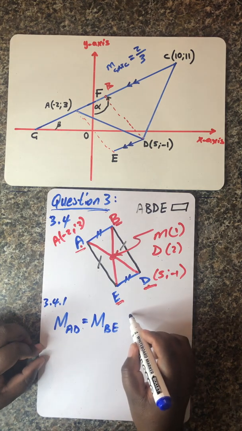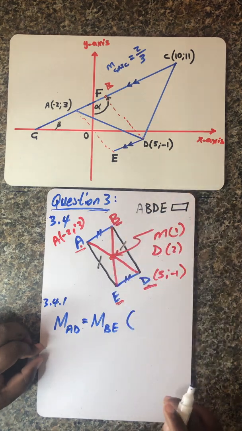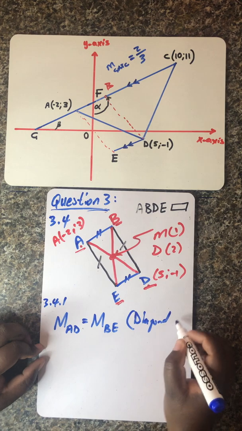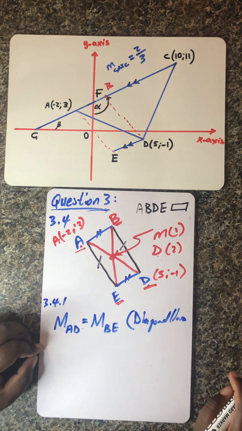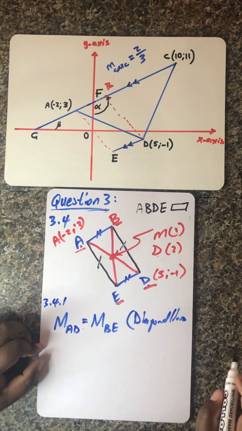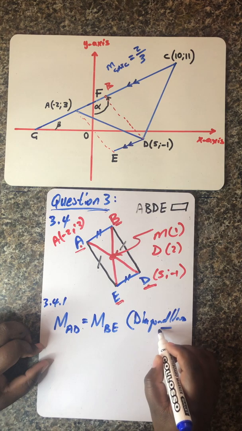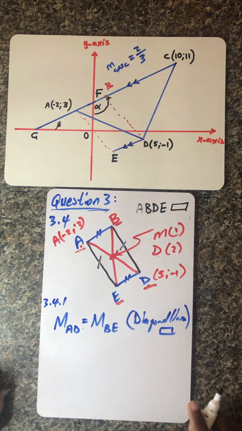Why? Because we've got diagonal lines within that rectangle. So you can just say diagonal lines of a rectangle. Very, very much important, ladies and gentlemen. Diagonal lines of a rectangle. So now we can confidently calculate.